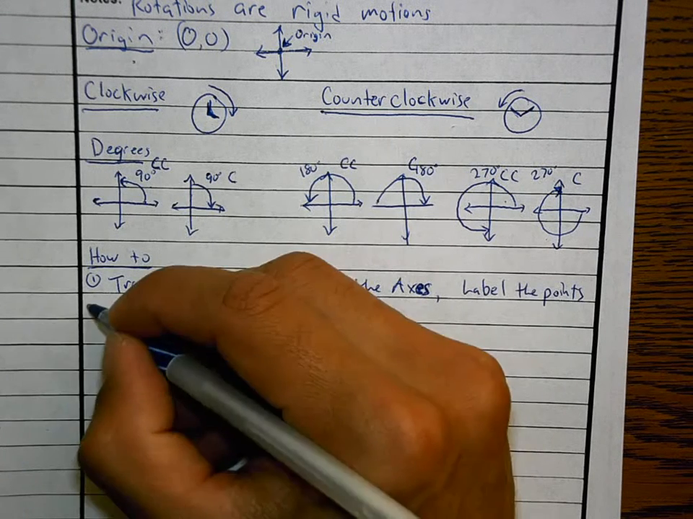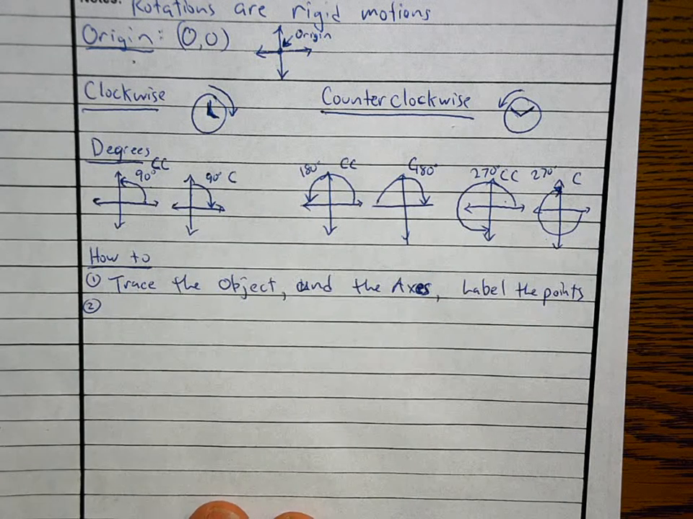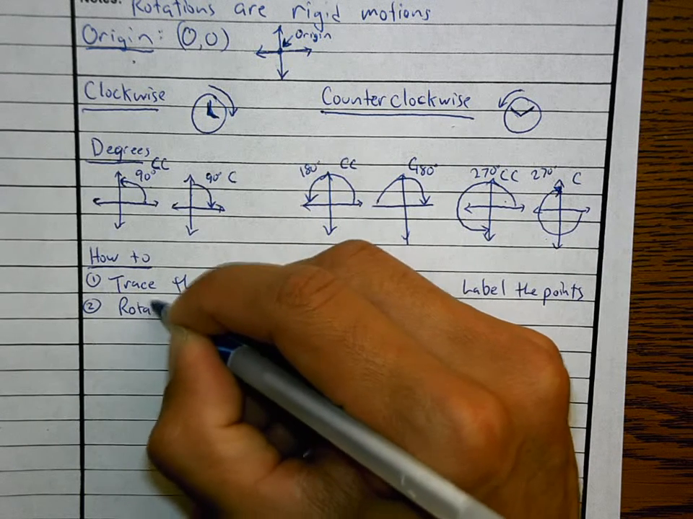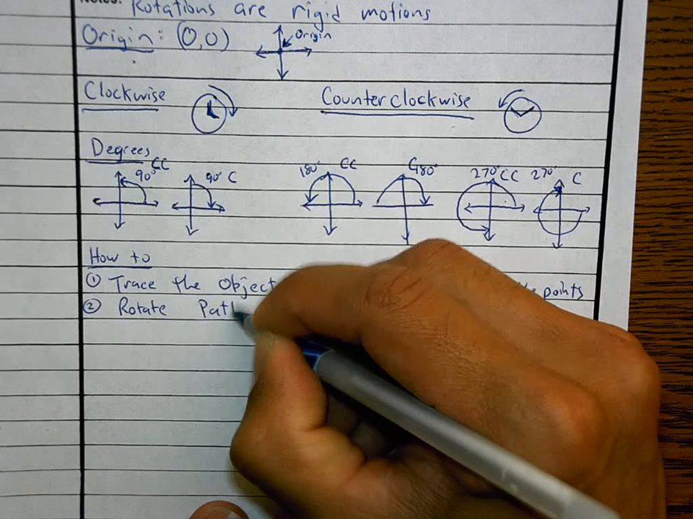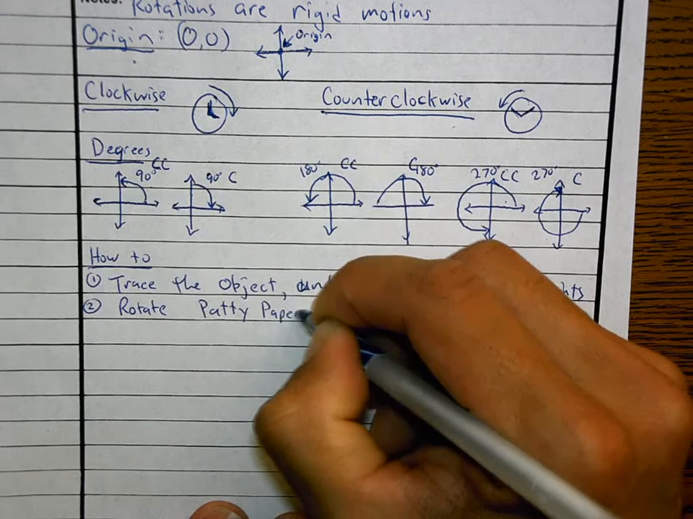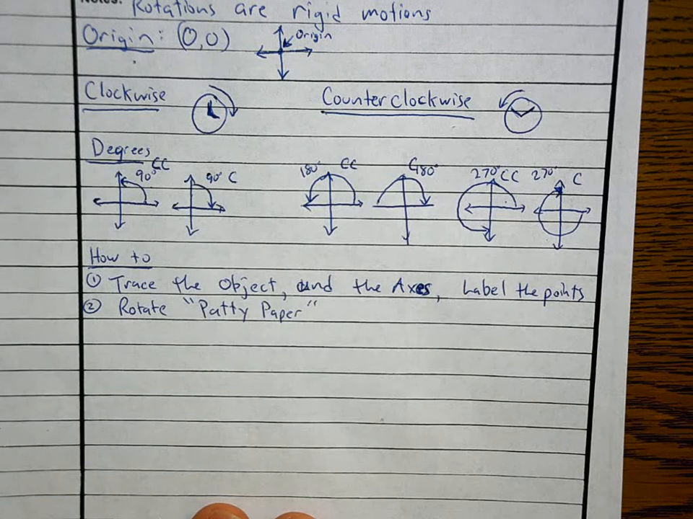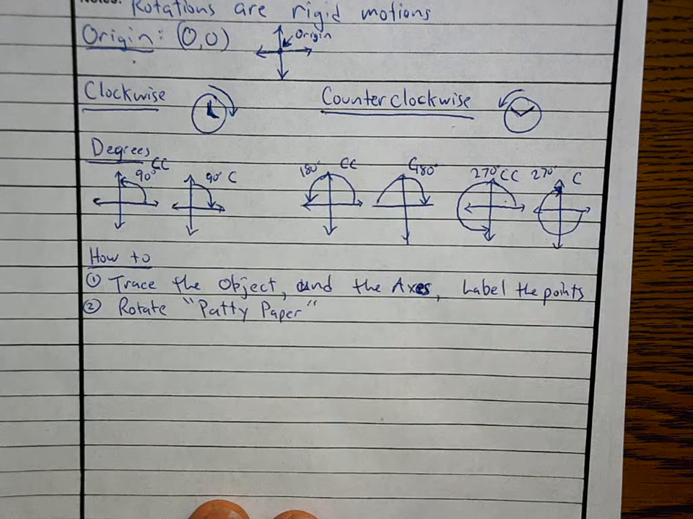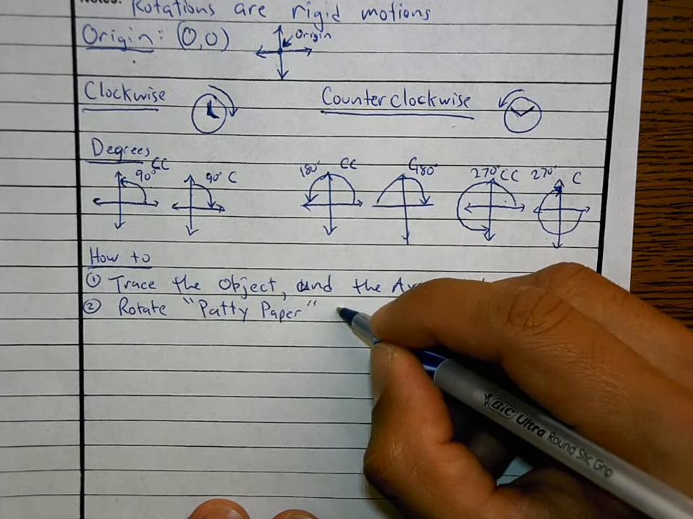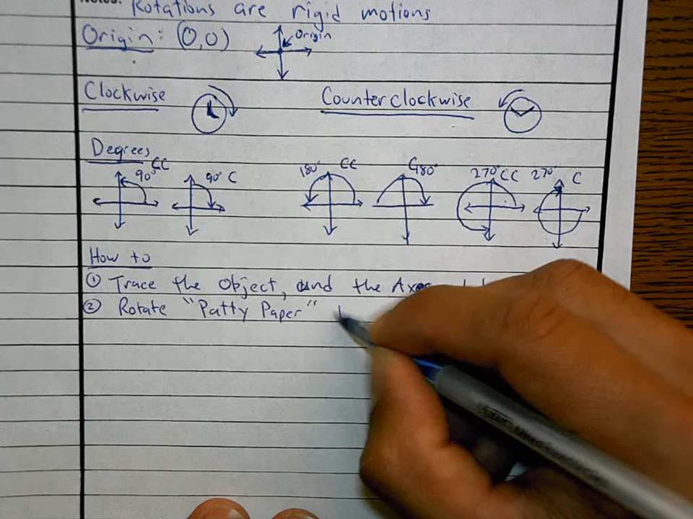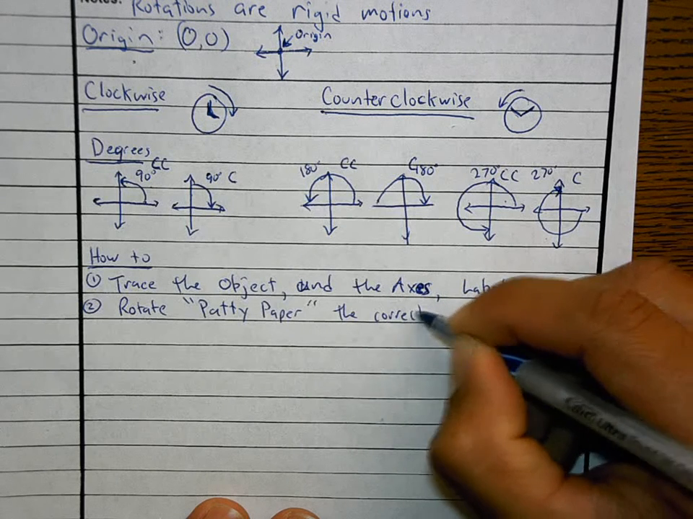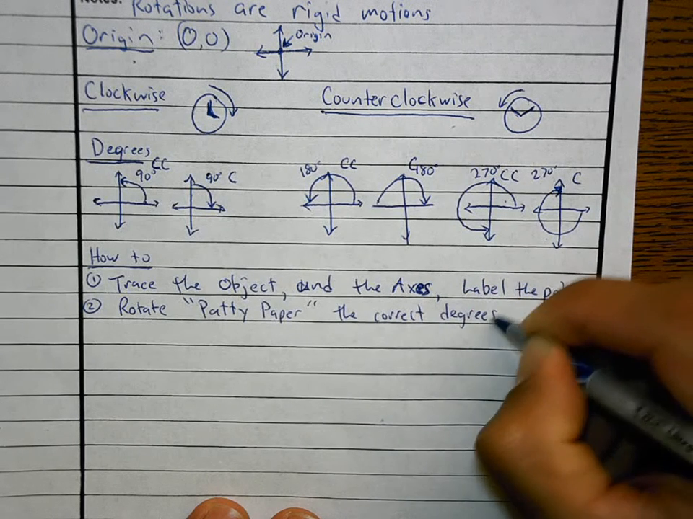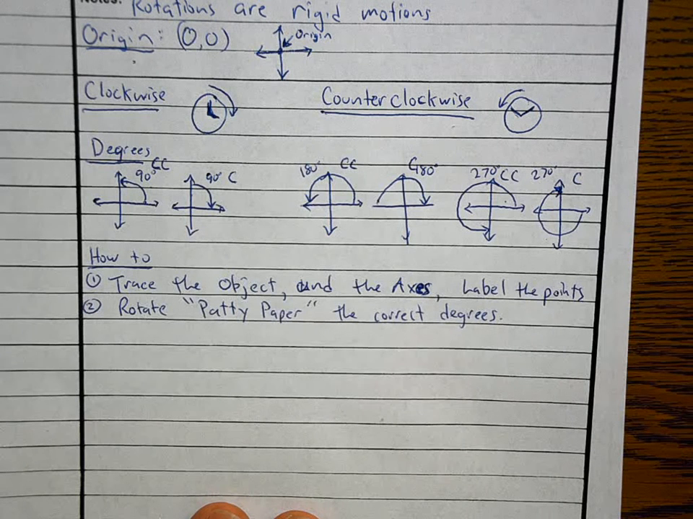Second thing you're going to do is rotate your patty paper. Have you done that before? Used that stuff? You're going to rotate your patty paper the correct number of degrees.